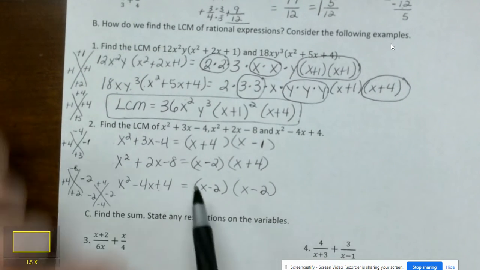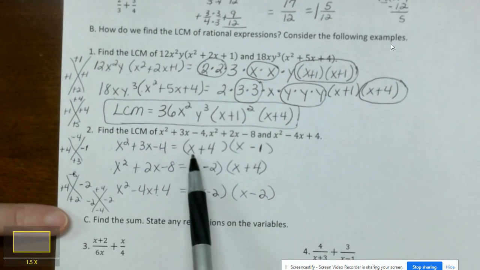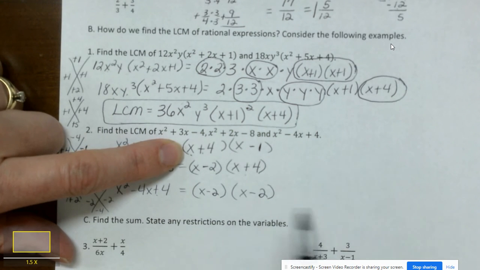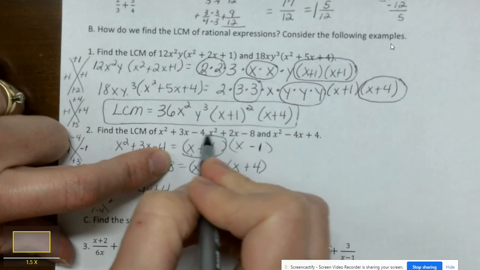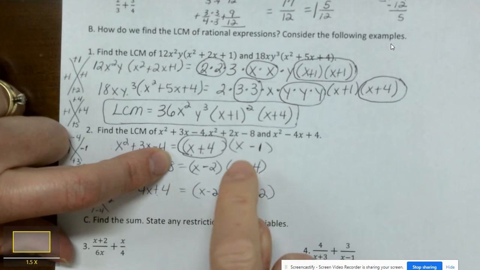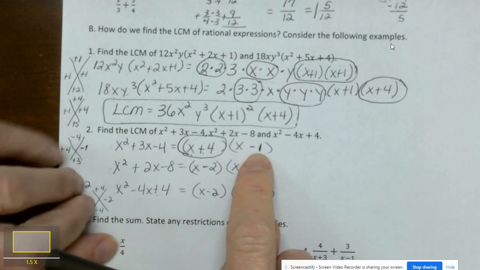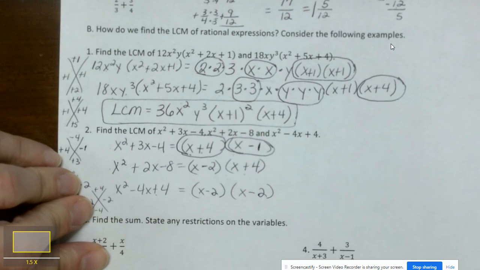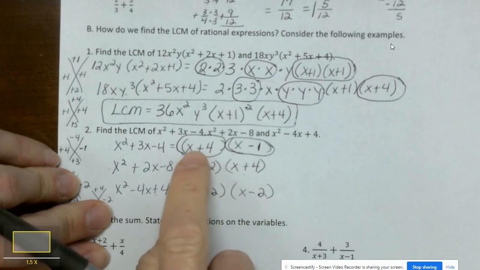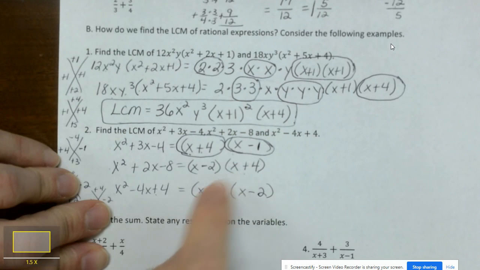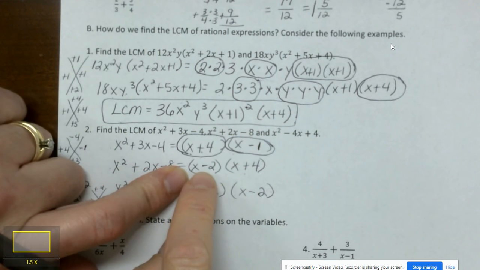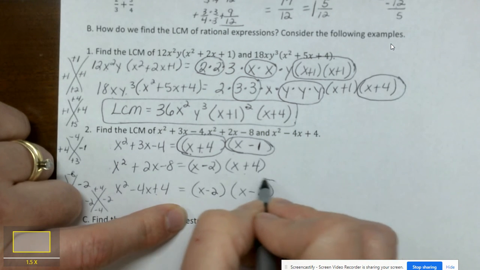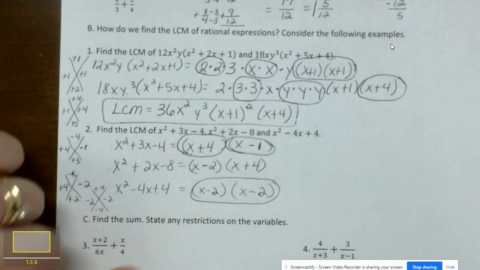All right, now, we're going to look and see. I have an x plus 4, an x plus 4, and not an x plus 4 down here. So we're going to circle x plus 4 one time. Okay, we have an x minus 1 here, but there's no other x minus 1, so we're going to circle that. Okay, in this one, I've already taken care of the x plus 4. There's only 1. X minus 2. There's 1 here, but notice there's 2 down here. So that means I'm going to come down here and circle the one with 2.